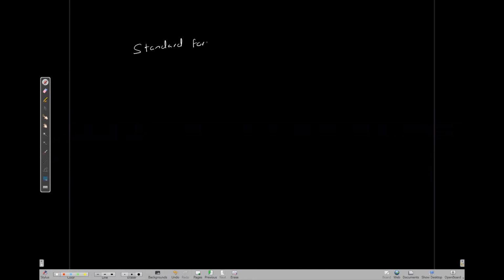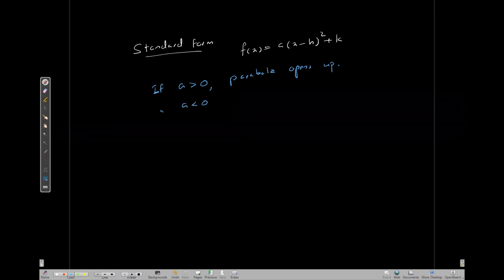Let me take the standard form again: f of x equals a times (x minus h) squared plus k. There are a few things to note. First, if a is positive, the parabola opens up. If a is negative, the parabola opens down. That means like this and like this. Well, you can understand why.